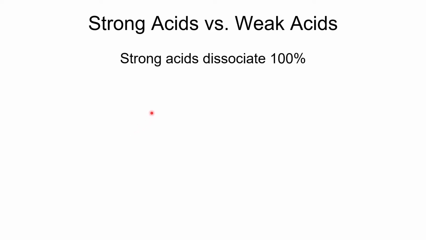Strong acids are acids that when we put them into water, they dissociate 100%. A common example of a strong acid is hydrochloric acid. When we put it into water, it will dissociate 100%. And by 100%, I mean essentially 100%. For HCl, it's like 99.999% or something like that. It's almost 100%. But even if it were just 99%, we would probably say, that's close enough. We'll call it 100%. So strong acids dissociate essentially 100%.